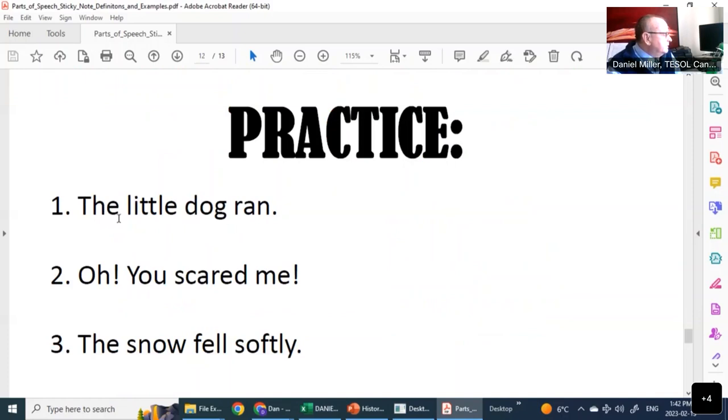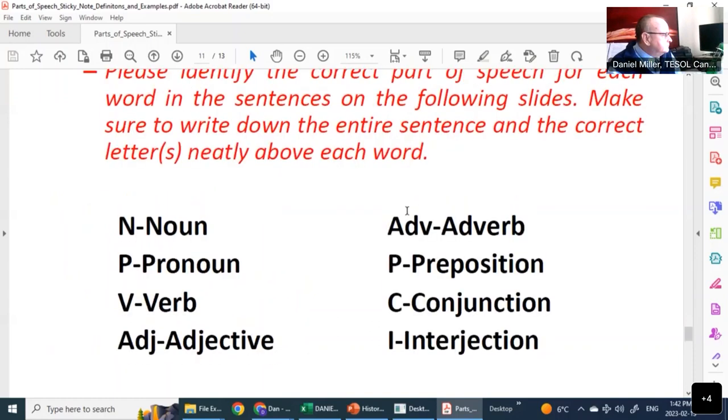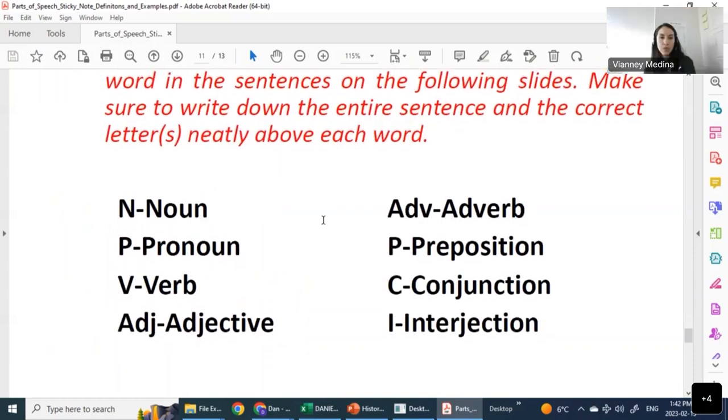So, Daniel? Yes. Conjunctions can also be words such as therefore, moreover. Yes. Okay. Because those words, therefore and moreover, they're joining words. Yes. So in this sentence, which part of speech is the word the? Noun?